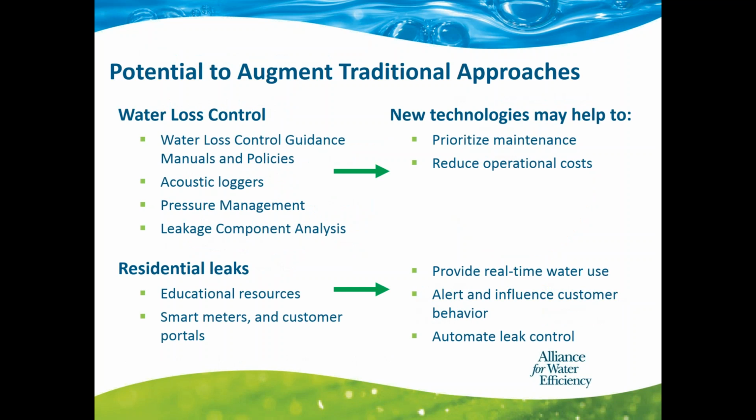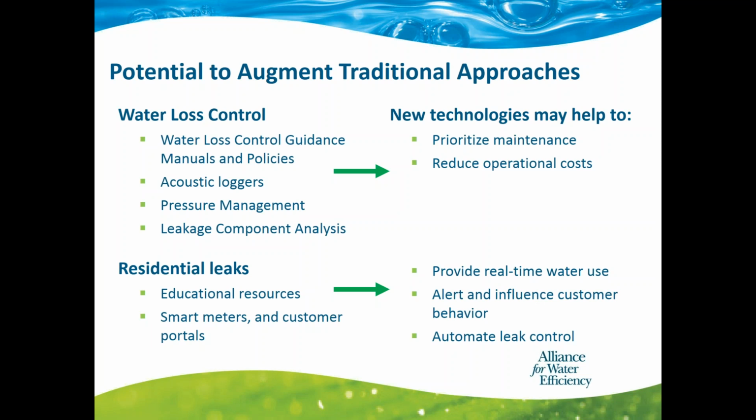So we know that we've had traditional programs that we've used over the years. The traditional approaches, of course, always work, but now new technologies are going to help those traditional approaches. In water loss control, you've got the M36 manual and other policies from the International Water Association and AWWA. You've got equipment like acoustic loggers. You've got programs like pressure management and leak component analysis. And all of that can be helped, benefited and augmented by doing analysis and using technologies that will help prioritize the maintenance in certain parts of the system and reduce operational costs.